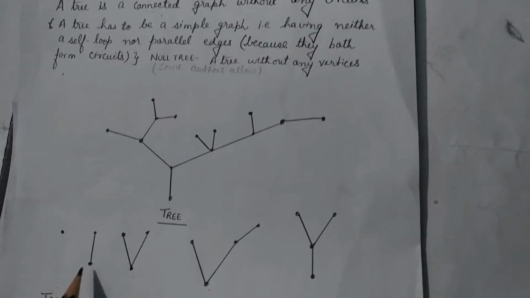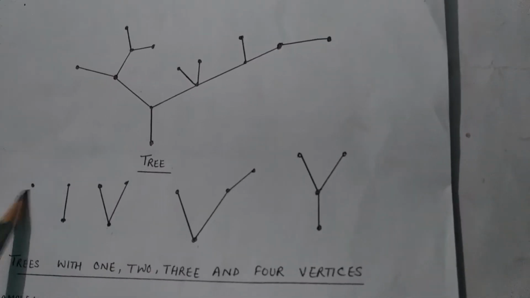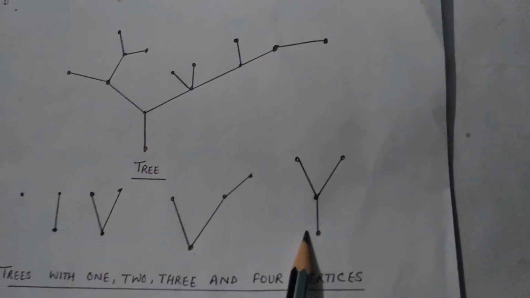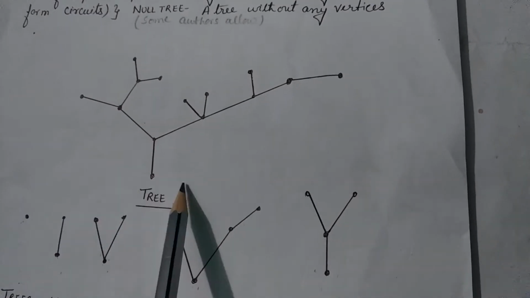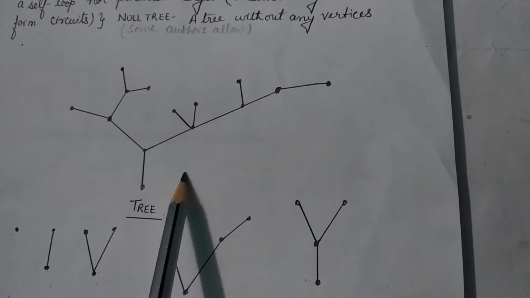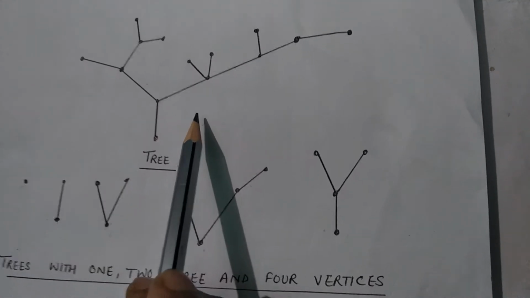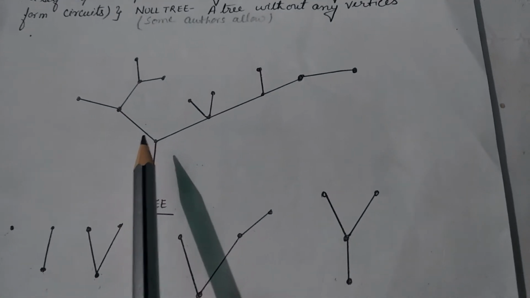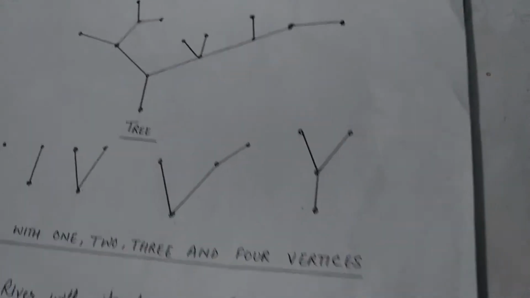Here you can see the diagram. Trees with one vertex, two vertex, three vertex and four vertex. And here also you can see a tree. A tree has to be a simple graph, that is having neither a self loop nor parallel edges, because if we have a self loop or parallel edges, it can form circuits. So this is the example of tree.